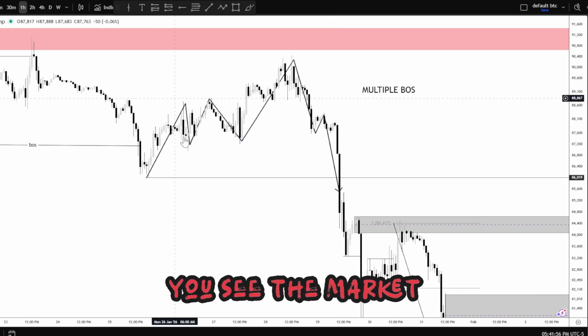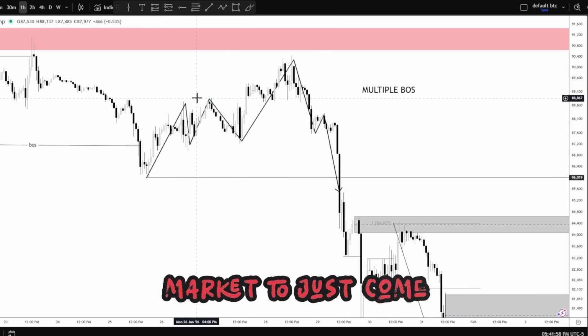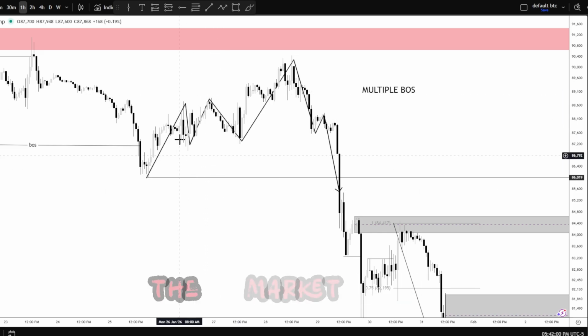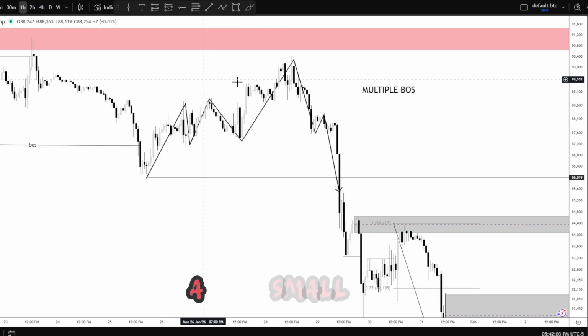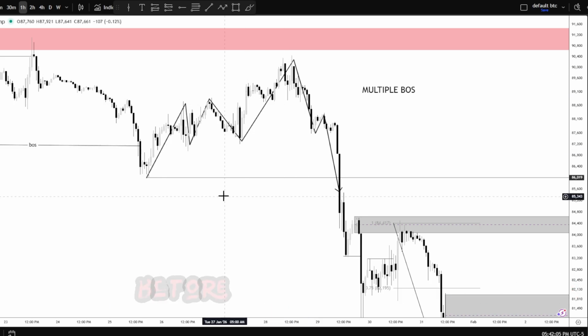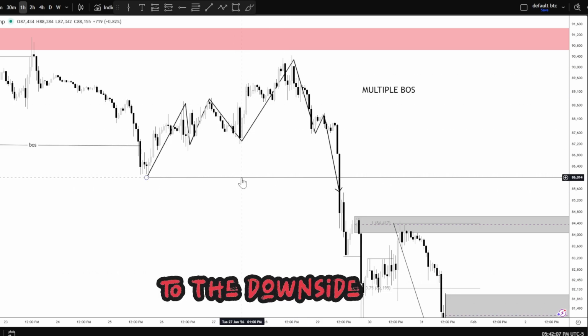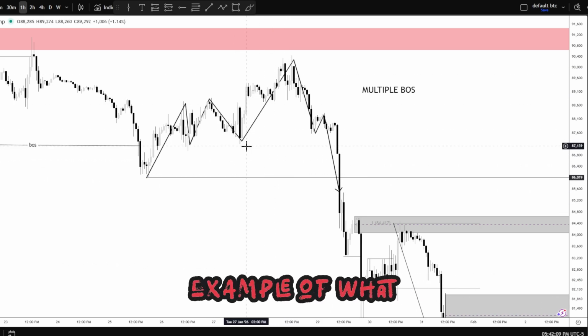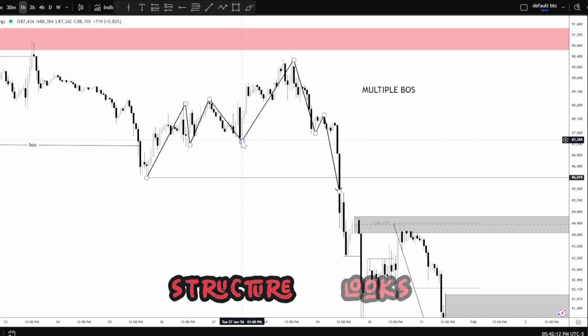Instead of the market just coming like this and going back down, the market actually created a small uptrend, breaking multiple structure before actually breaking structure to the downside here. So this is an example of what a multiple break of structure looks like.